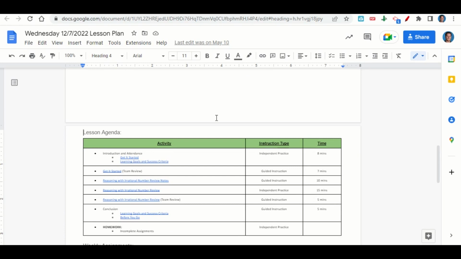After that, we'll go over the Reasoning with Irrational Numbers review notes, and then I'll give you time to complete the Reasoning with Irrational Numbers review assignment. Once you've completed the assignment, we'll go over it together and answer any questions that you may have. At the end of class, we'll go back over our learning goals and success criteria while you fill out your before you go. Your only homework for tonight is to work on any incomplete assignments that you may have.